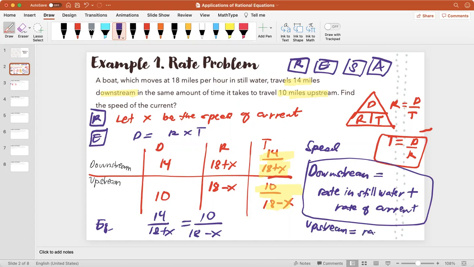This is the rate in still water minus the rate of current. So those are two formulas you have to remember when you are representing rates. Rate downstream is simply rate in still water plus rate of current. Upstream, rate in still water minus rate of current. Those are two important formulas in solving problems about rate involving downstream and upstream.